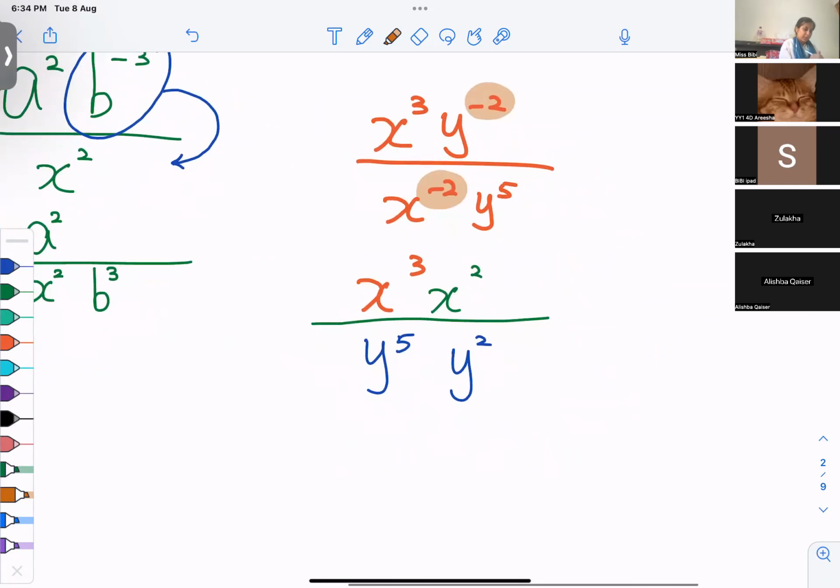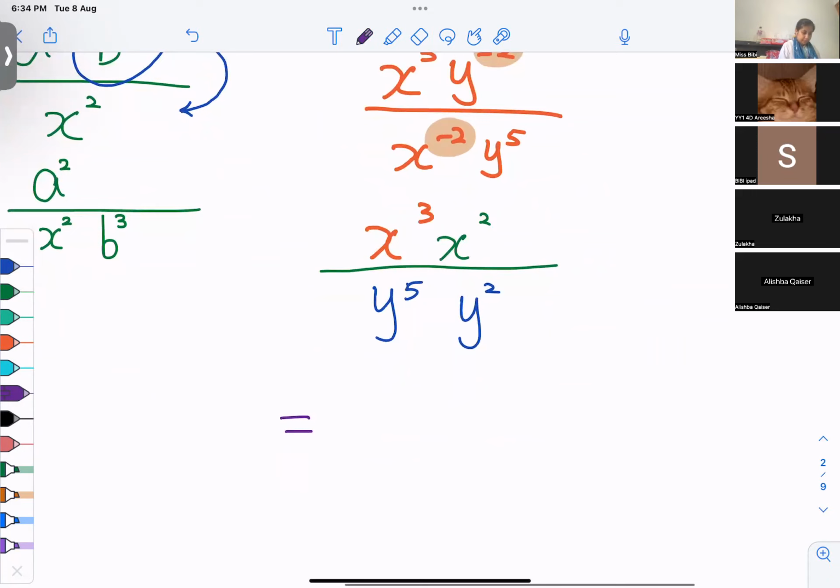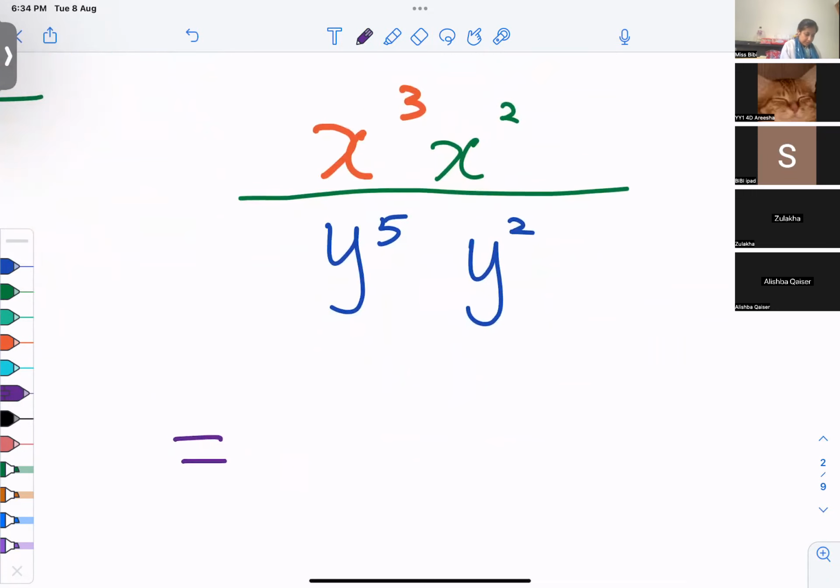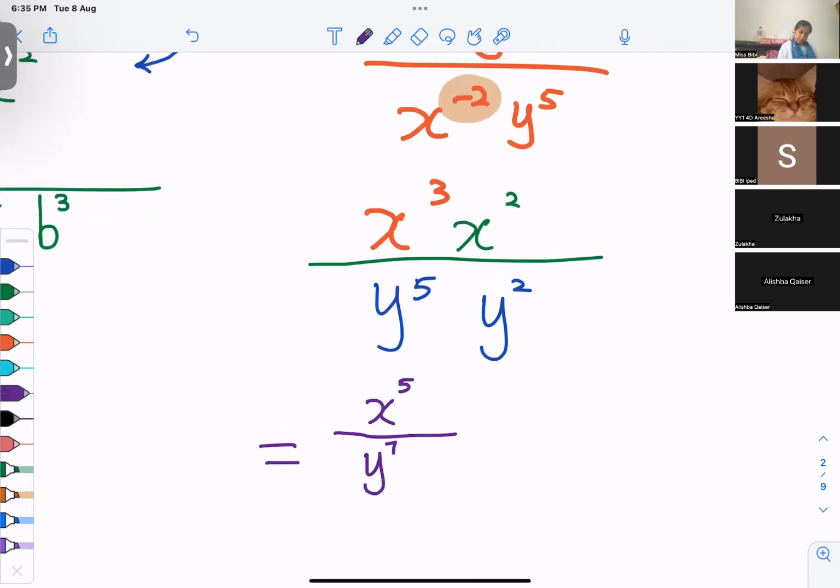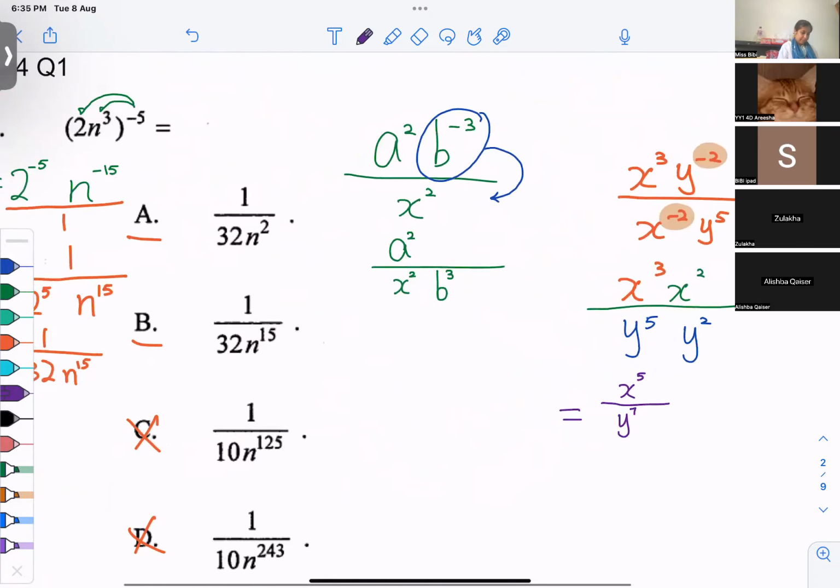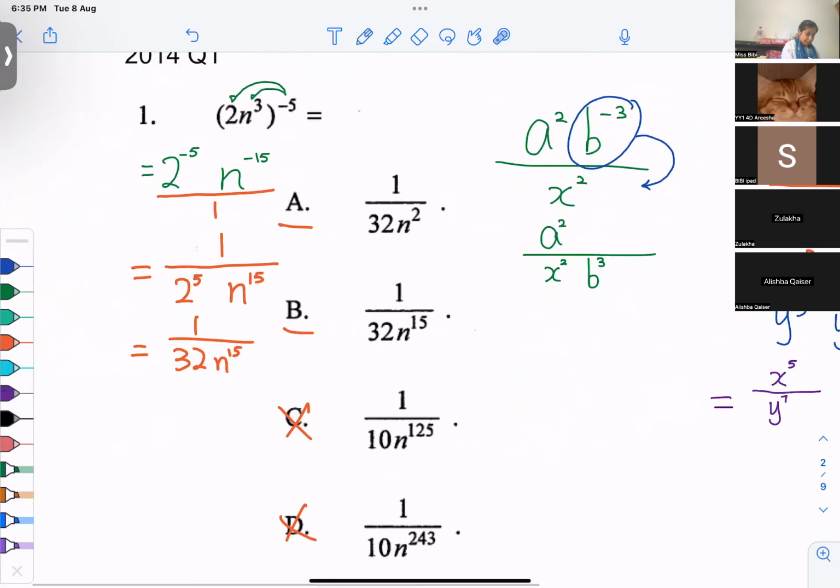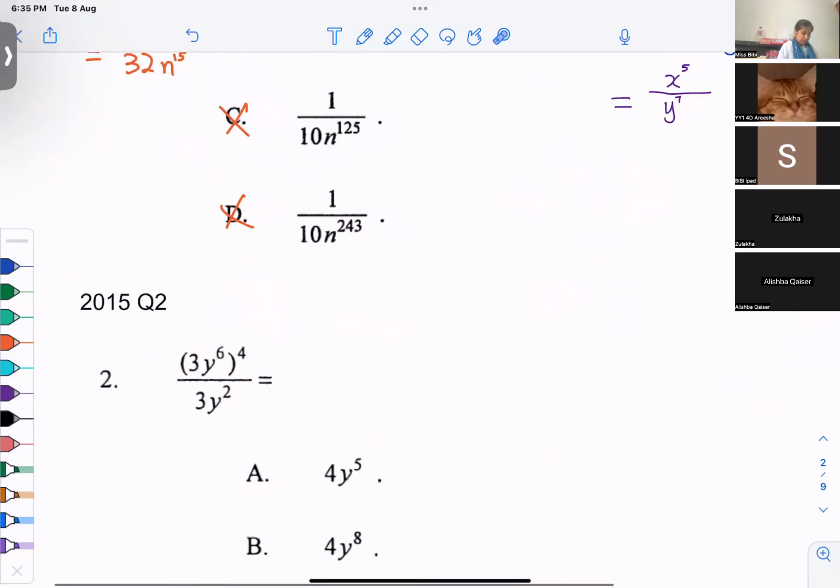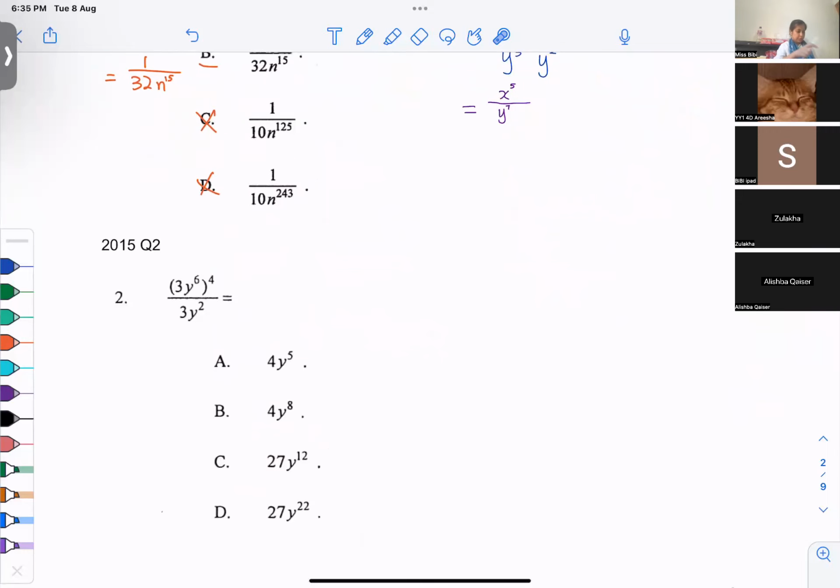Is this done? Anything else can be done? You add like x to the power of 5, because 3 plus 2. Yes, they are multiplying, so you add them up. And 5 plus 2, so y to the power of 7. That's good. So same went for this one. It's -15 on top, so you move it down. So can you try next question? It should be easier now.